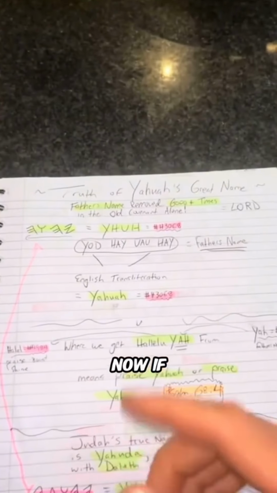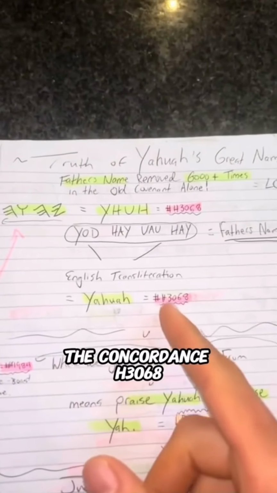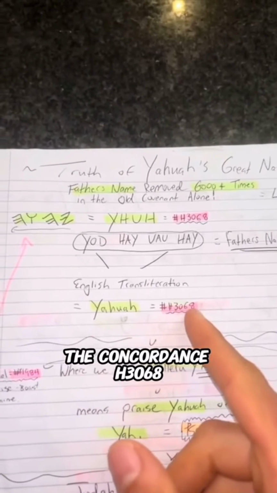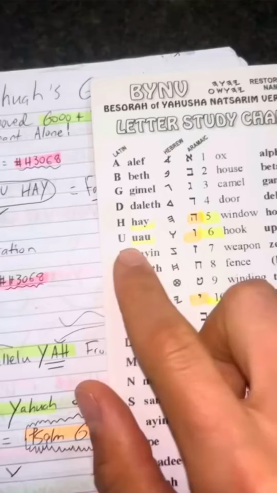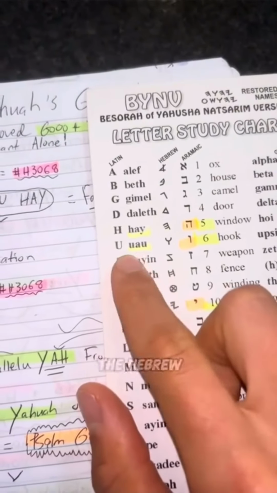Now, if you go to the concordance H3068, you will find Yod, Hey, Ua, Hey. Now, there's no W or E in the Hebrew. You have the Ua. So this is nonsense, and this chart is the creation of a man named Lou White, who does not have any relevant training or expertise, but started up this movement that's associated with Hebrew roots and things like that. But this is pure and utter nonsense.